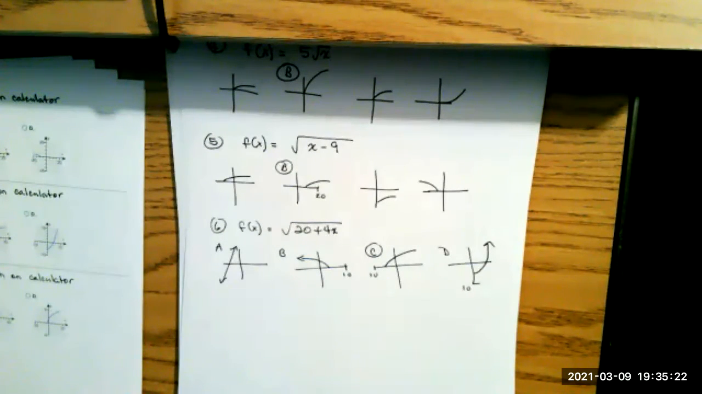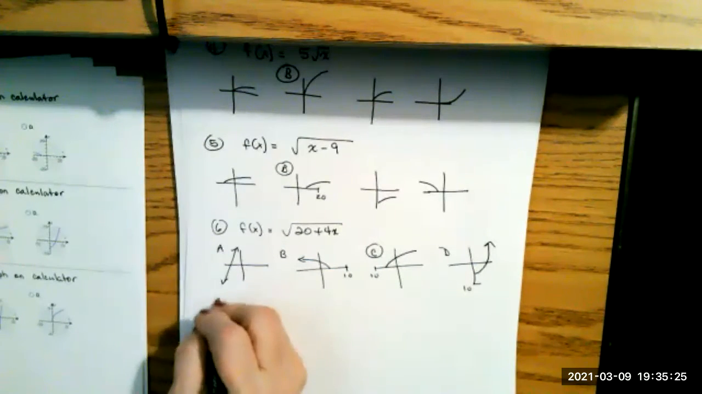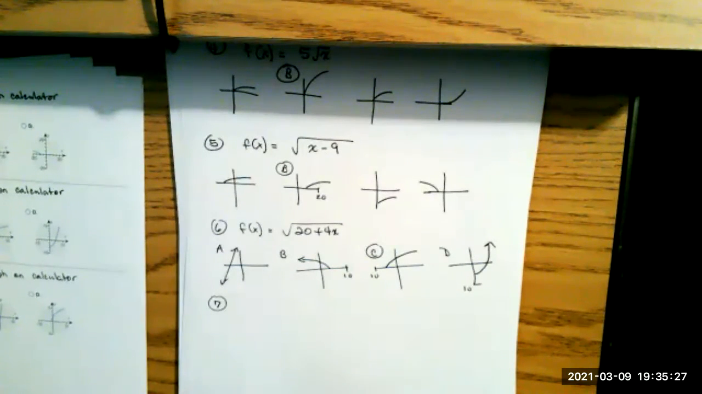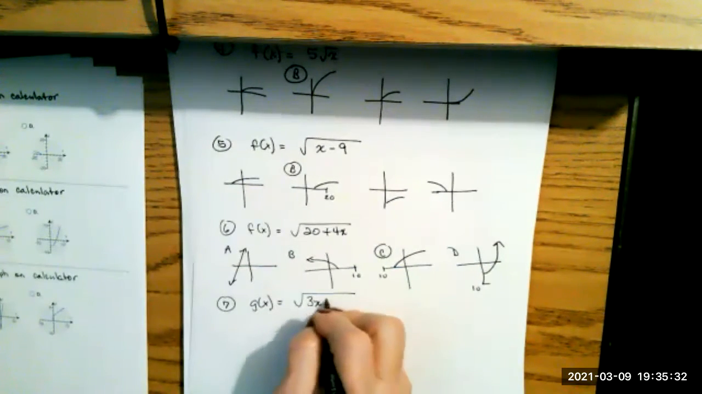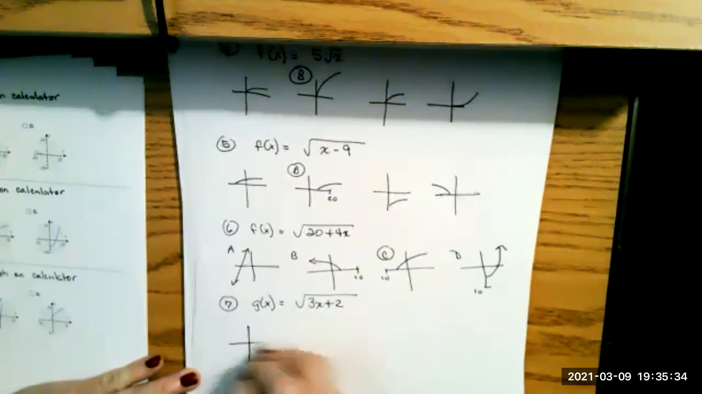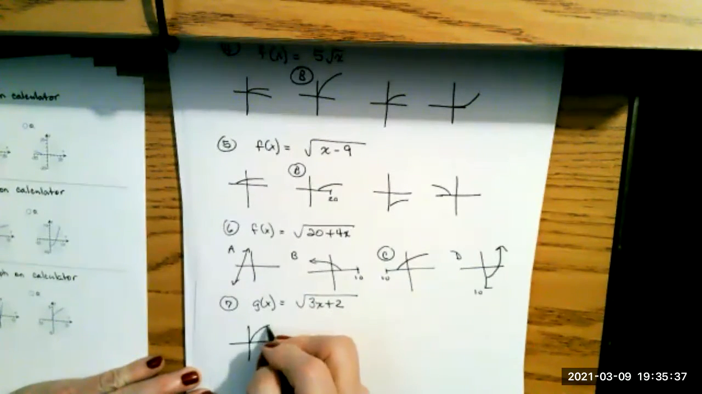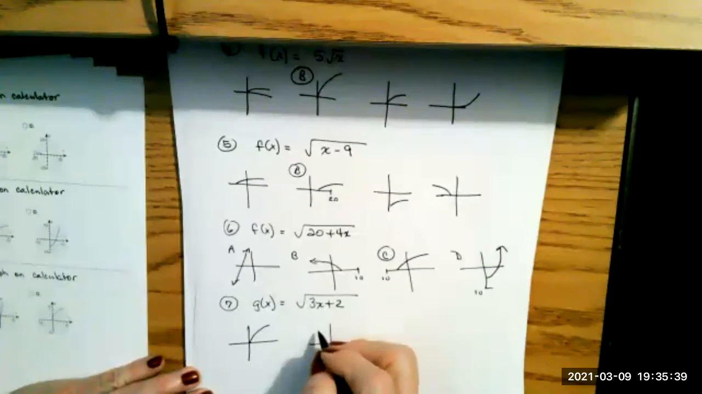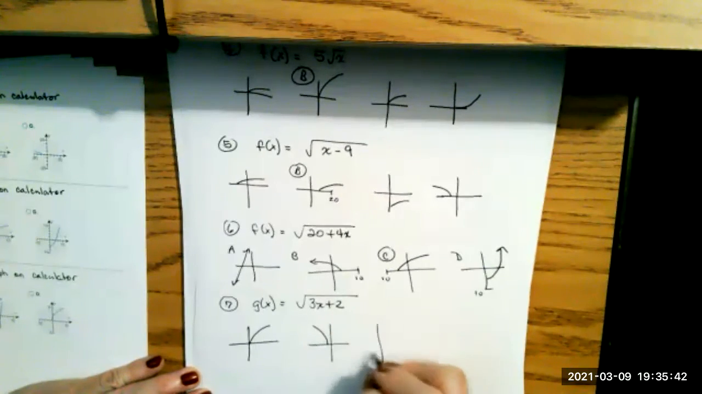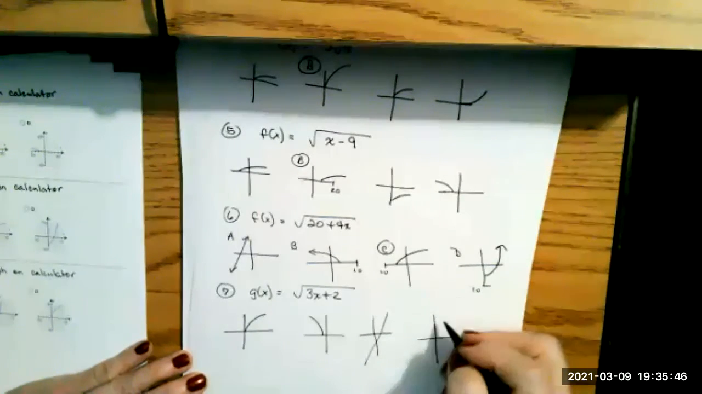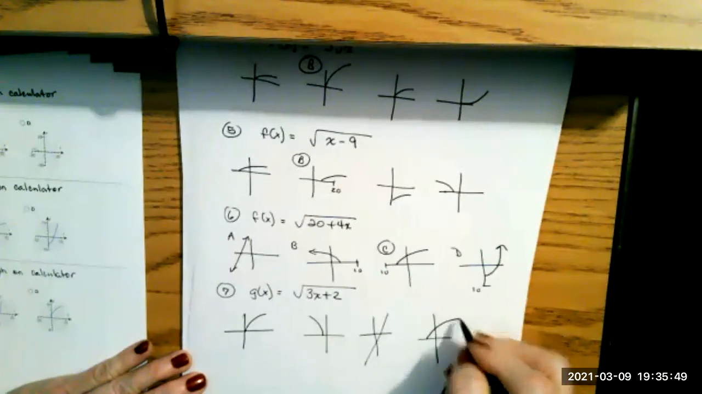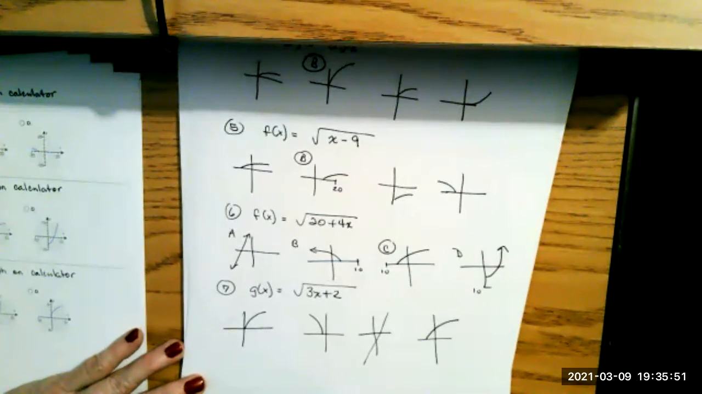All right. Now, you see, these are not going to be bad. There's only one more of these. It's g of x equals the square root of 3x plus 2. Your first graph looks like this. Your second graph looks like this. Your third graph is a line. And your fourth graph is one that looks like this. So which one do you think it is? D. Think it's D?